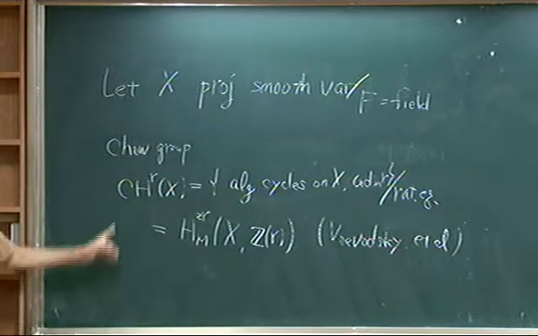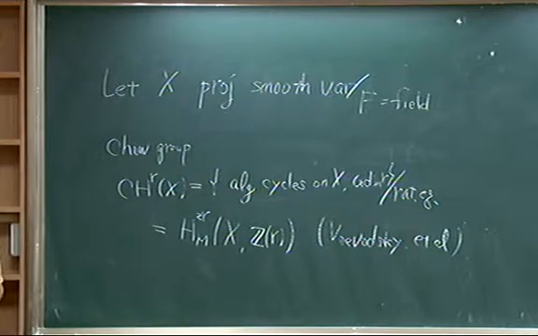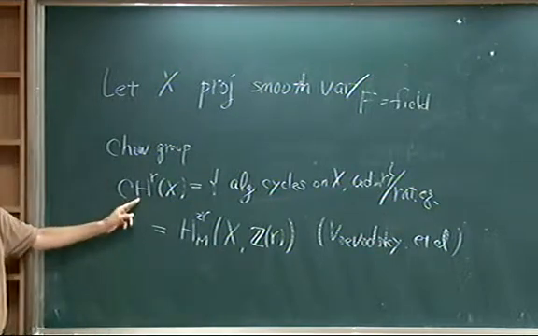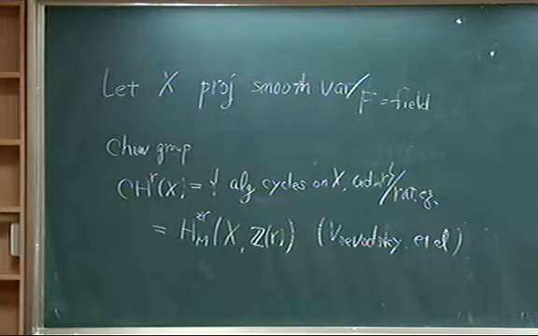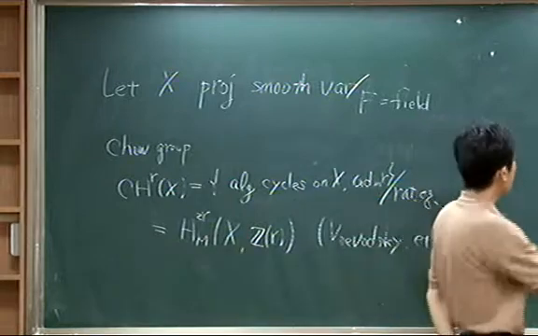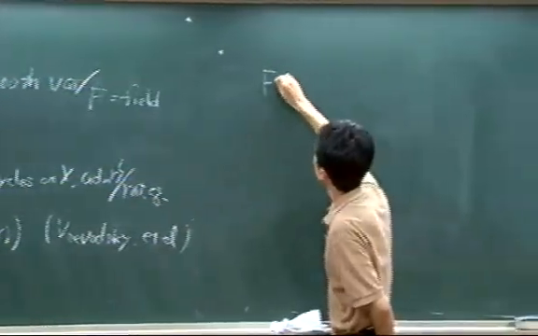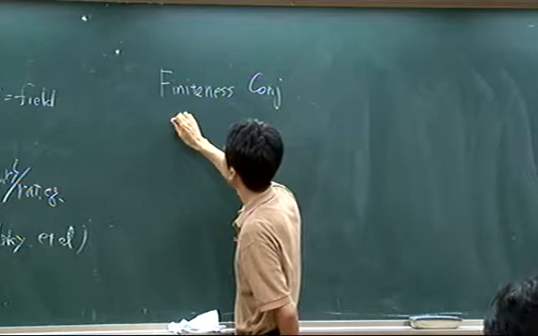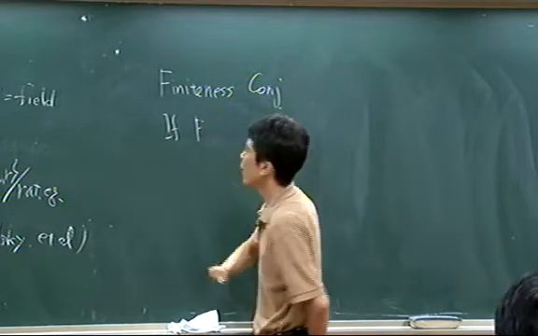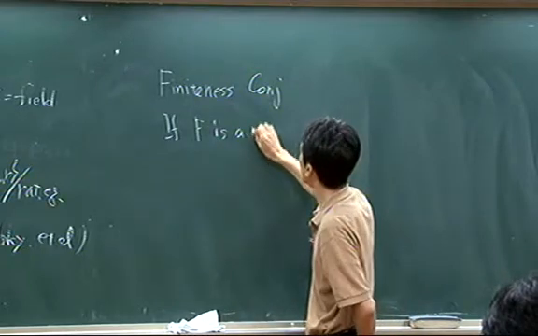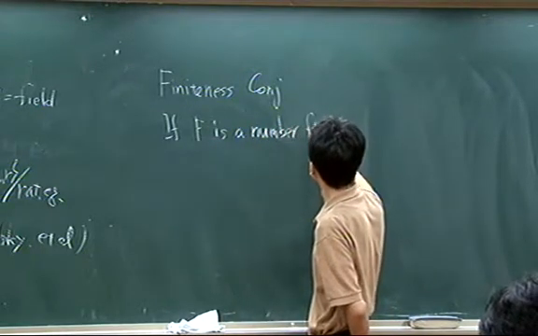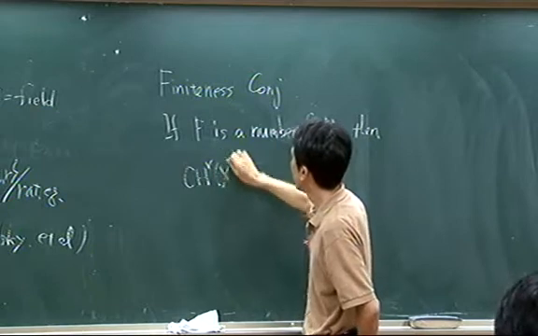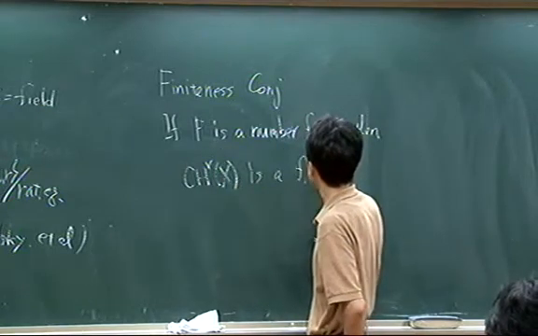So the Chow group behaves like the cohomology groups, but I will not go into the general theory of motivic cohomology groups. Today I focus only on the Chow groups. Now there is a big conjecture on Chow groups, the finiteness conjecture, which says if the base field F is a number field, then the Chow group is a finitely generated Z-module.